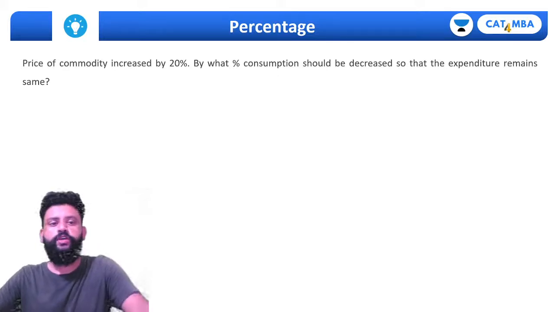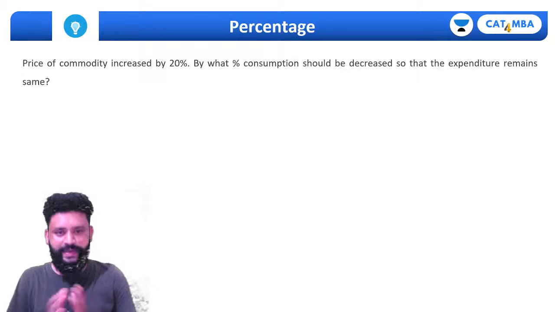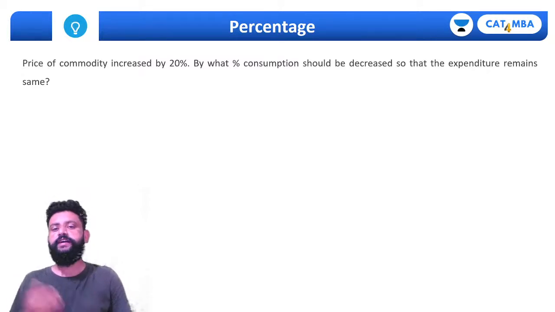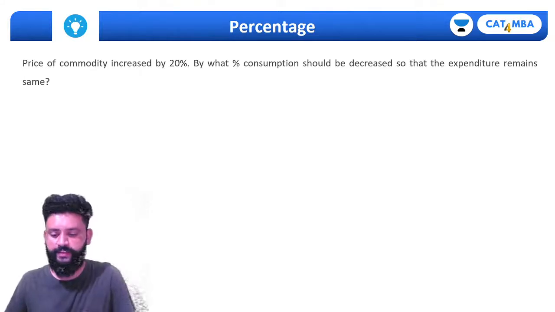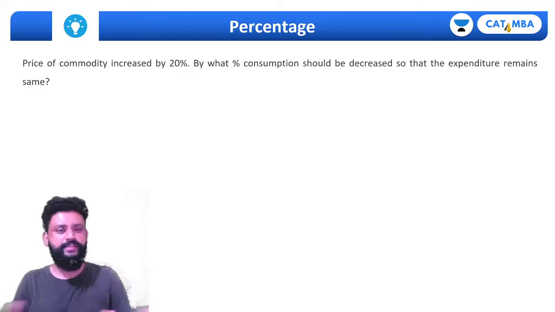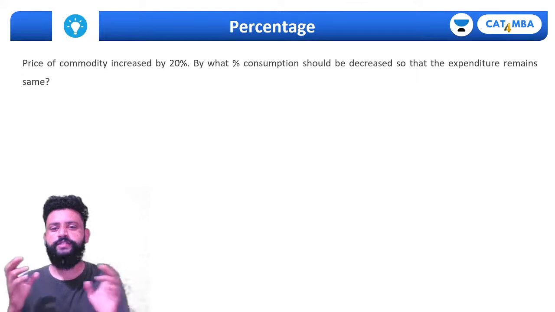Okay, so the price of a commodity is increased by 20%. By what percent should consumption be decreased so that the expenditure remains the same? A typical question from percentage that comes up very often, and students who know the shortcut can easily solve it. So I want to discuss in detail how the shortcut is built.